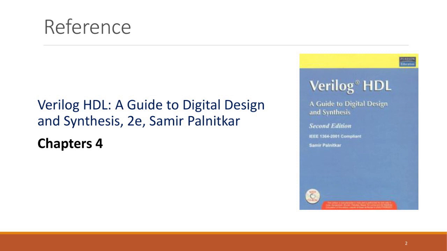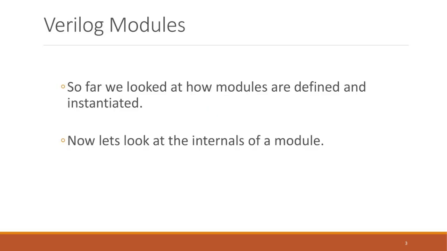The content covered in this lesson is related to chapter 4 in the reference book. So if you want to get additional knowledge or information, you can read chapter 4 of the Verilog HDL reference book. So far, we looked at how Verilog modules are defined and how they can be instantiated in your design. And now we'll look at the internals of a module, or the components of a module. By the way, some of these concepts we have covered in brief, but here we'll talk about them a bit in detail.